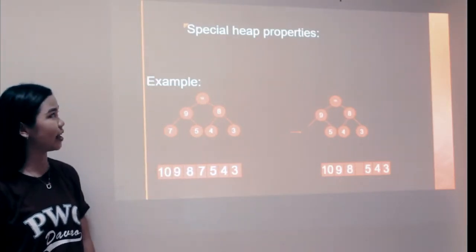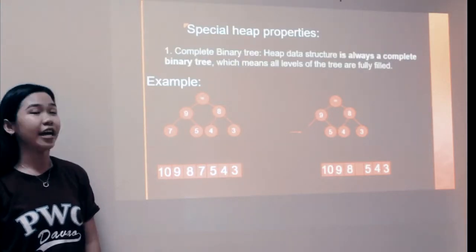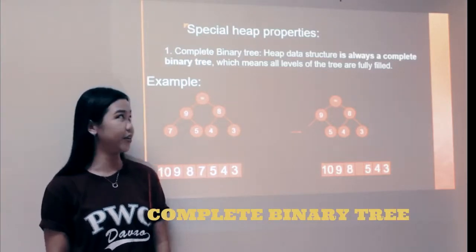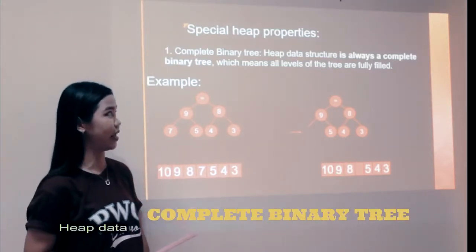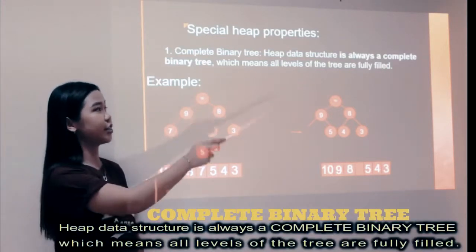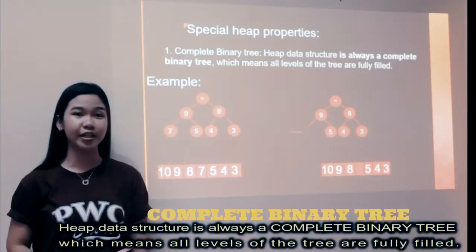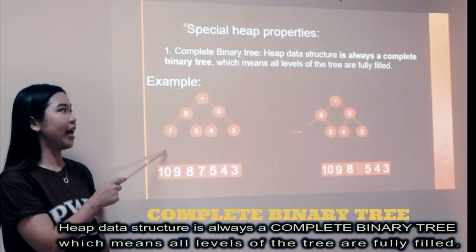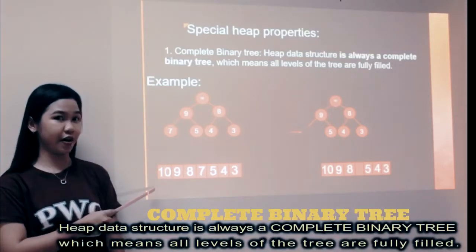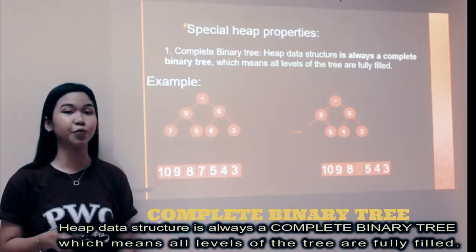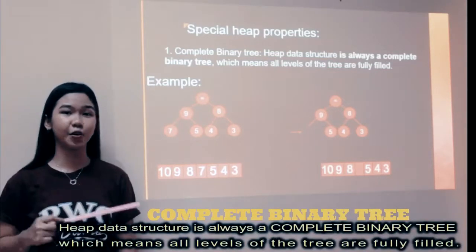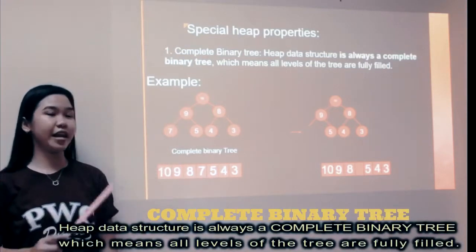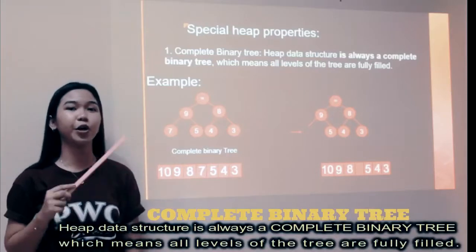Number one property: it should be a complete binary tree, because a heap is a binary tree and the heap data structure is always a complete binary tree, which means all levels of the tree are fully filled. For example, if this is your array and we form it into a binary tree, as you can see, it is a complete binary tree. This is a complete binary tree because all levels are completely filled.